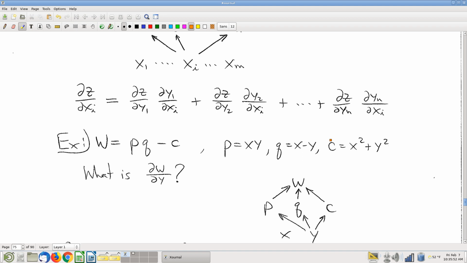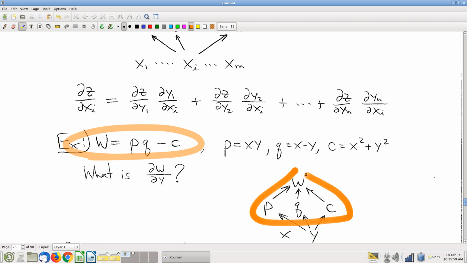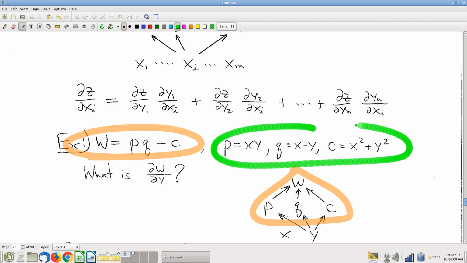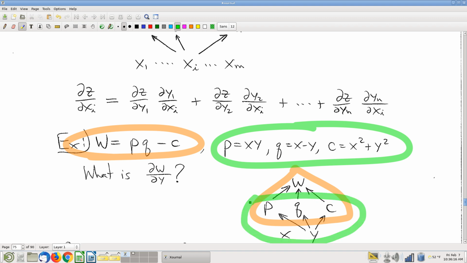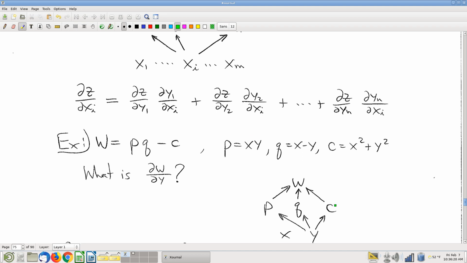So now you got to kind of go through the equations to see what they tell you. This says W is a function of P, Q, and C. Okay, that tells me this part of the diagram. This says P is a function of X and Y, but likewise all of these equations really tell me that P, Q, and C are functions of X and Y. So you make those observations, and then you realize I actually have a simple diagram of what's a function of what, and here it is.